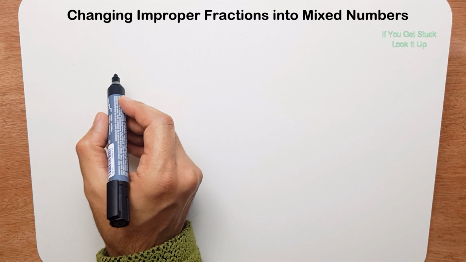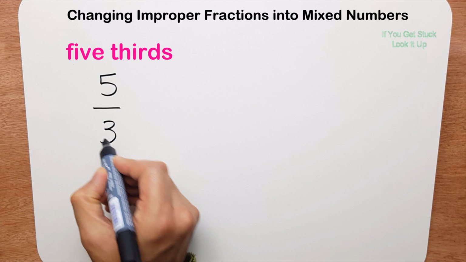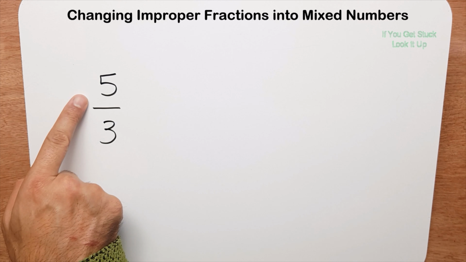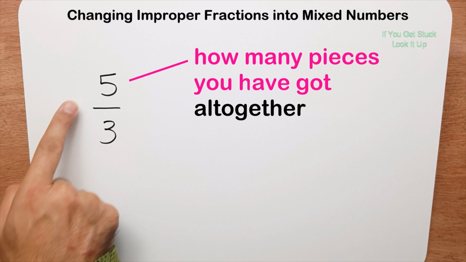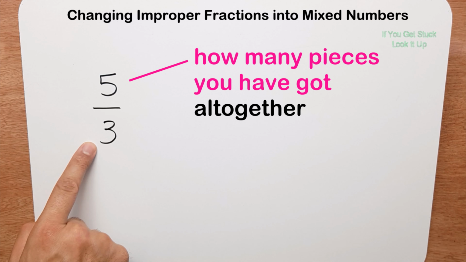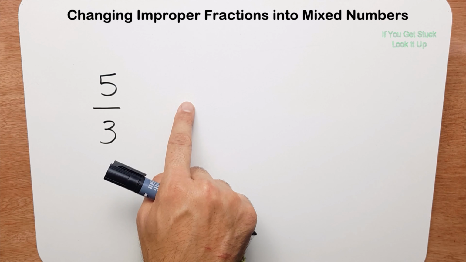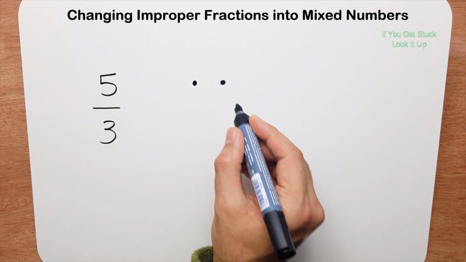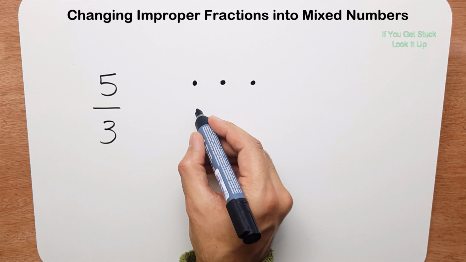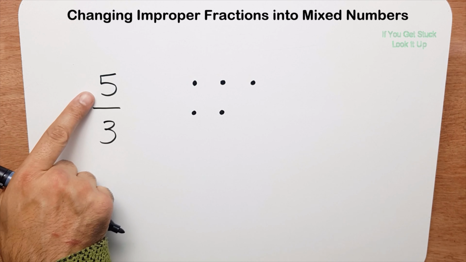So let me start with this example. 5/3. Now the 5 tells you how many pieces you've got, and the 3 tells you how many pieces in each group. So let me try to picture this here. I have 1, 2, 3, 4, and 5 pieces. That's the top number.